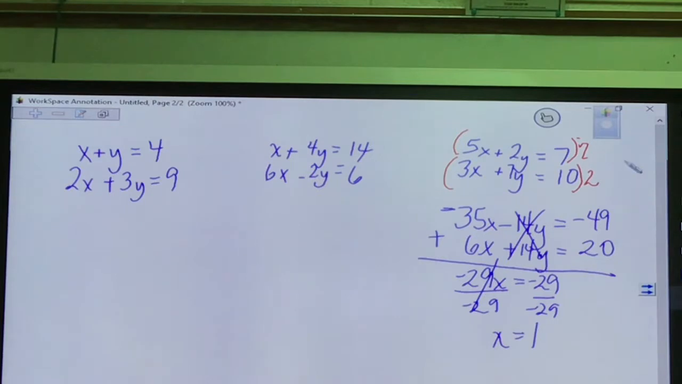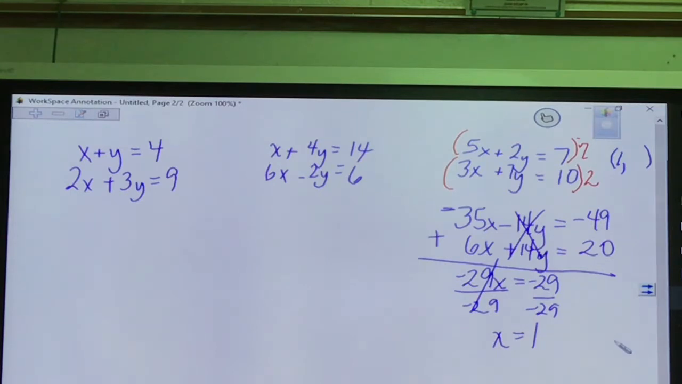Positive 1. Now, I want you to get into the habit of making an ordered pair, because when you're solving a system of equations, you're trying to find the point of intersection. So if you're talking about a point of intersection, you have an x coordinate and you also have a y coordinate. So just because you find one doesn't mean you're finished. You have to find the y coordinate.